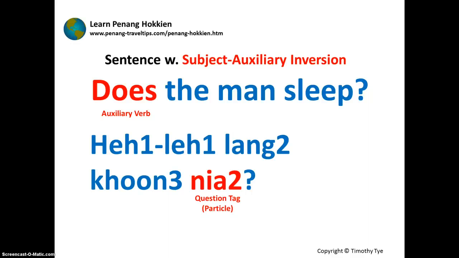A sentence in English with a subject auxiliary inversion. Does the man sleep? Here, the structure is different in Penang Hokkien. It says, hele lang kun nia. You will notice that in Penang Hokkien, we do not have subject auxiliary inversion. That is to say, we do not put an auxiliary verb in front of this sentence. Instead, we use a question tag in the form of a particle which stays at the end of the sentence.